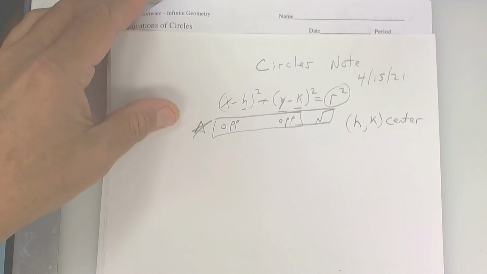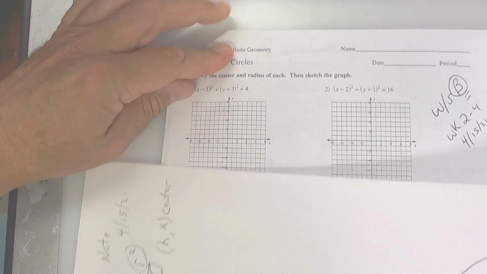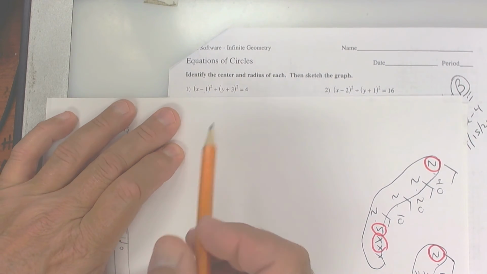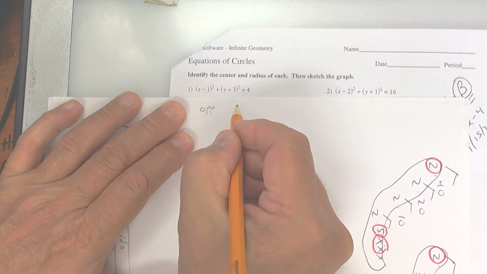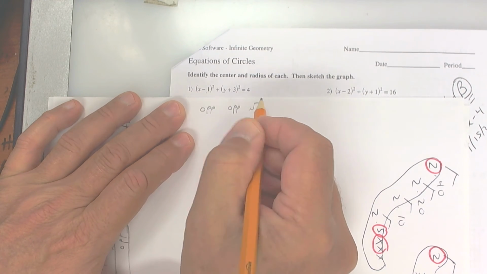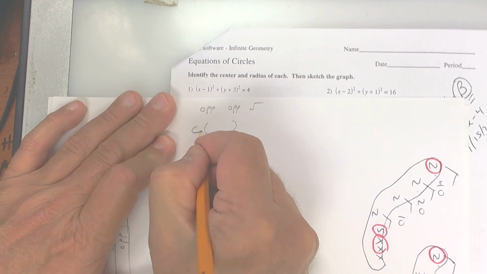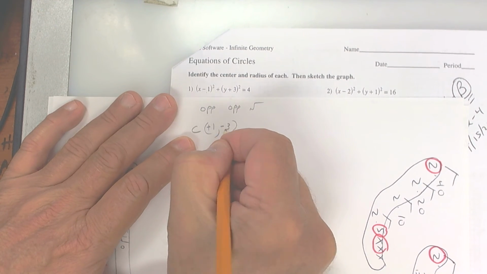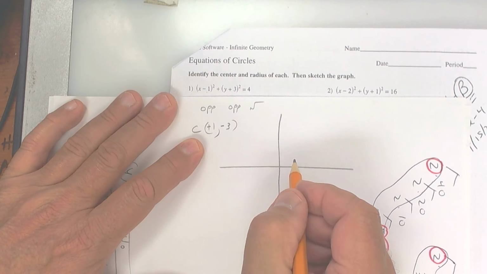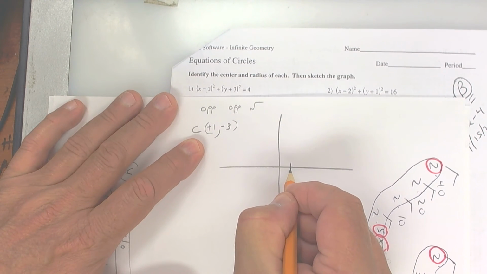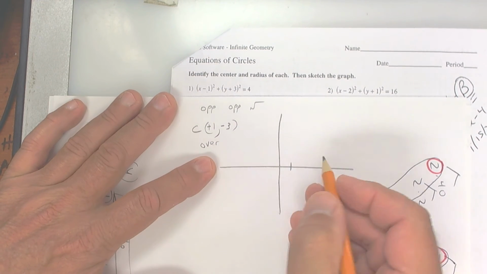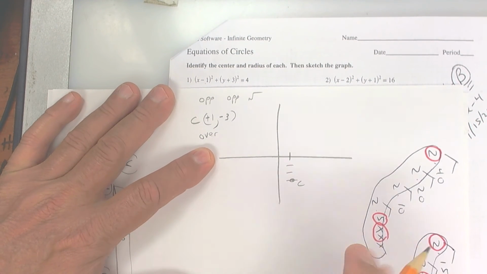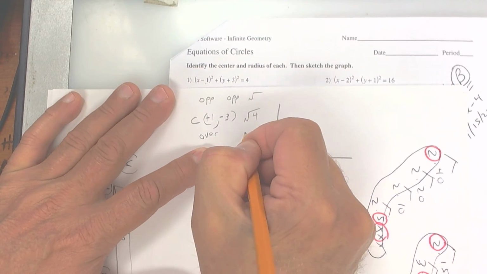All right, so let's take a look at number 1. They want you to graph this. So it's already written in the form of a circle. So you're going to do the opposite of a -1. So the center of the circle is going to be the opposite, a +1. The opposite is a -3. So the center of the circle is going to be over 1, remember over first, and then down 3. So that's the center of the circle. And the radius is the square root of 4, which equals 2.